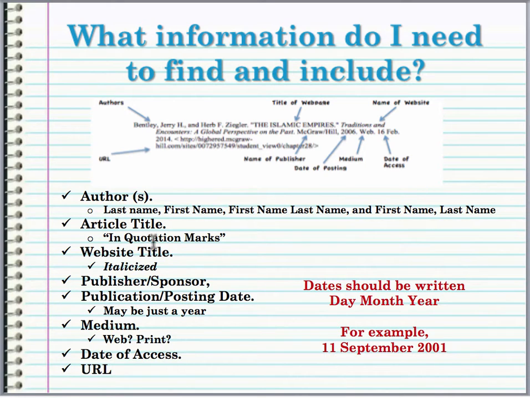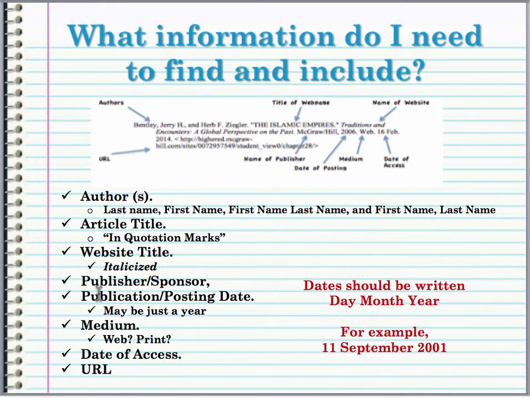The next piece you include is the article title in quotation marks. This is actually what you are reading about. So for example, if you were on history.com and reading about the Islamic Empire, the article title is the Islamic Empire. That is what you are reading about. Then the website title, which would be italicized, is what website are you actually on? What would somebody type in to the search bar in order to find that website? So are they going to be typing in History Channel? And what is the name of the website?